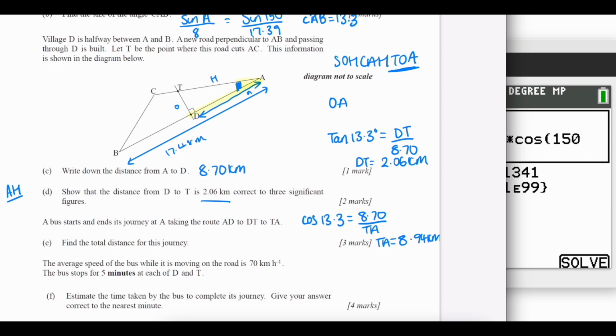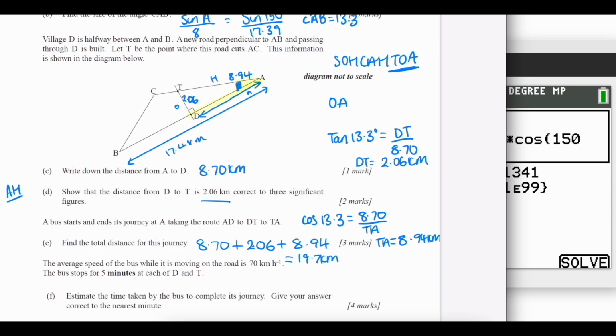So we can label that on our diagram if we want, 8.94, and we already know that this is 2.06. So now I can find the total length of the bus, and the bus is going to travel 8.70, and then it's going to add on the next part of the journey, which is 2.06, and then it's going to add on the next part of the journey, which is 8.94. So in total, the bus travels 19.7 kilometers.